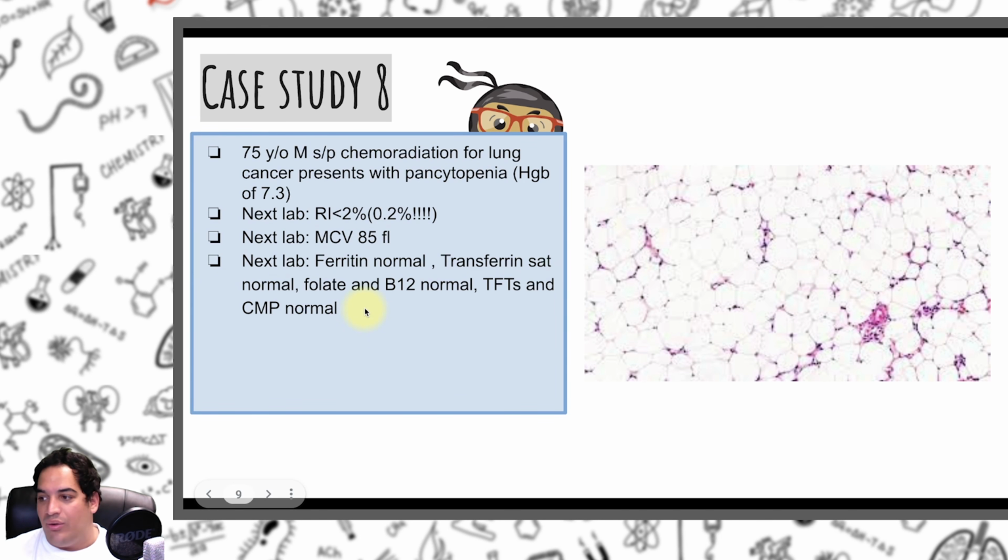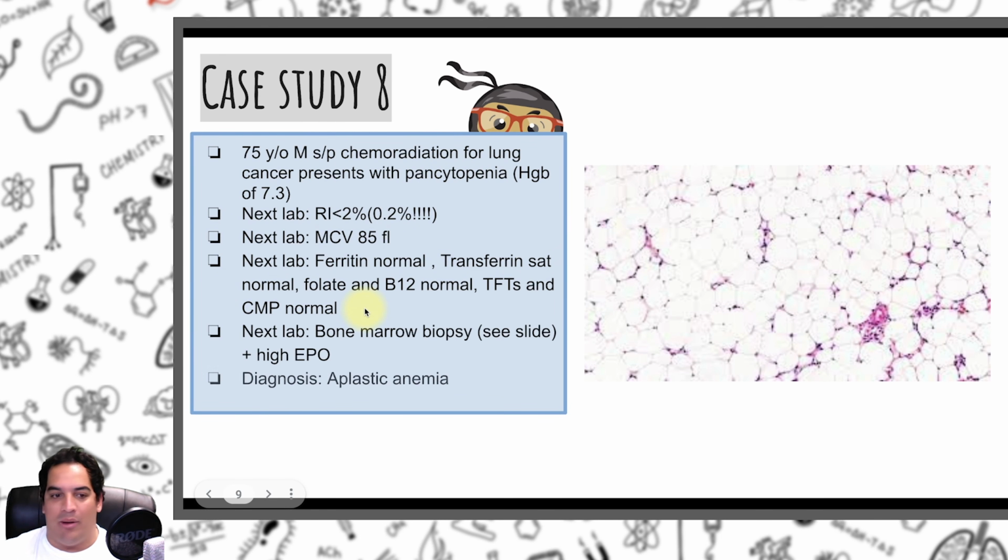So what do I really need to do here? I probably need to get a bone marrow biopsy. And I get a bone marrow biopsy, I look at this, and I see a decreased cellular picture, a low proliferative picture filled with fat tissue. If it's a decreased proliferative area with a lot of fat tissue deposition, that is aplastic anemia. And usually aplastic anemia has a high EPO. I don't think that's really worth remembering. That's just an extra thing in case you want to remember it.